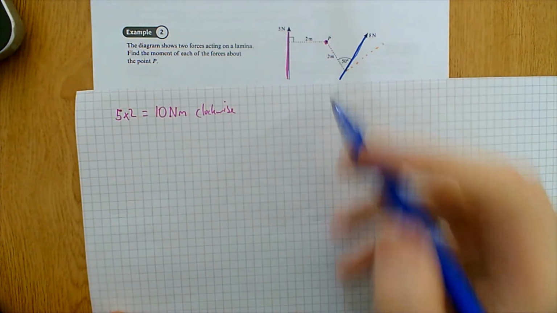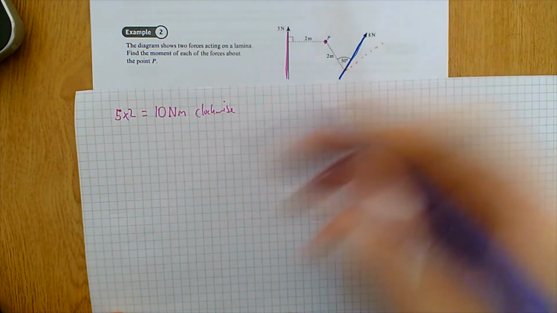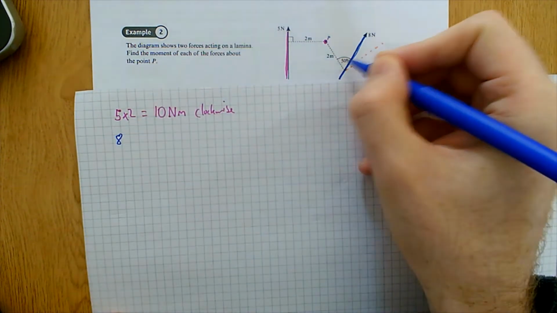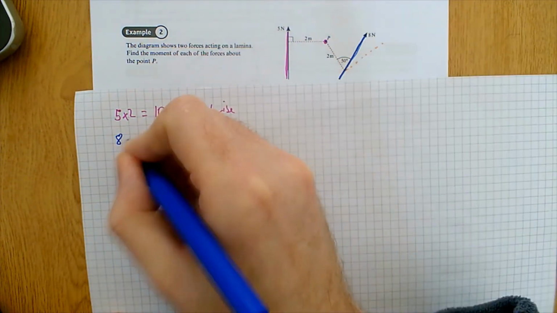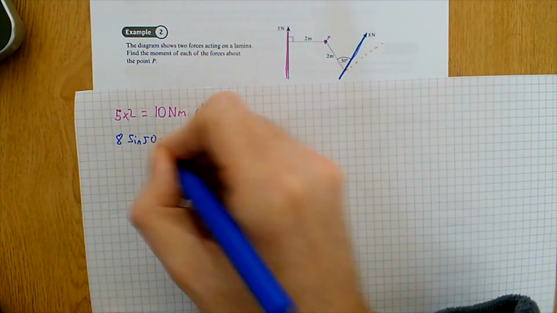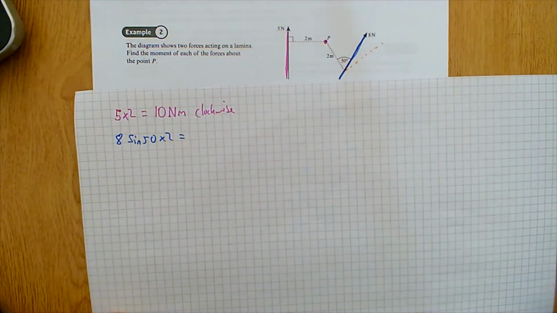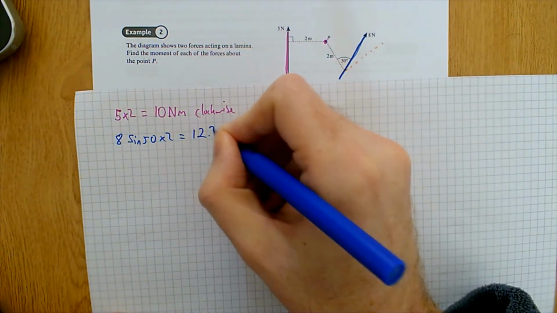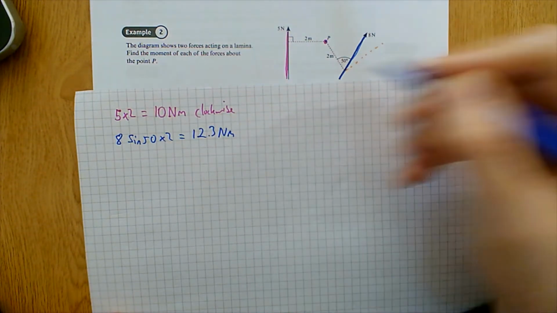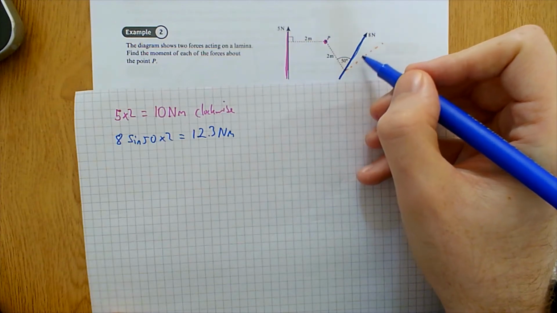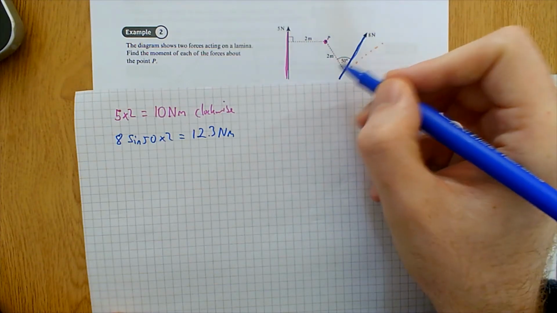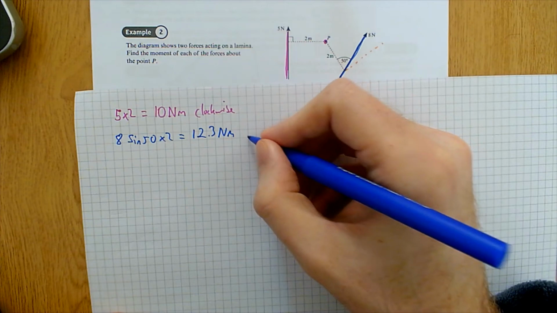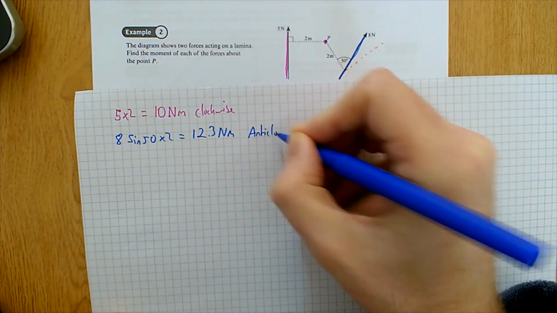So what we do is we look at the distance, which is 2, and the force, which is 8. The force is going to be away from that 50, so it's 8 sine 50 times 2. Pop that into the calculator: 8 sine 50 times 2 is going to be 12.3 Newton meters. And which way is it going to turn it? It's going to come up round here, this way, round the P, the pivot point. This is anti-clockwise.